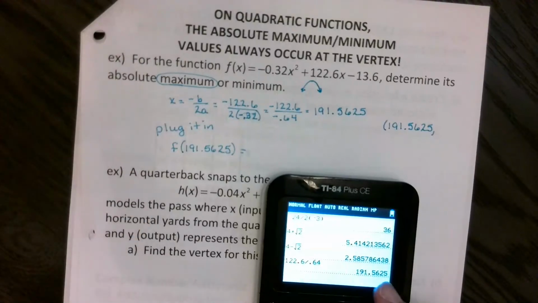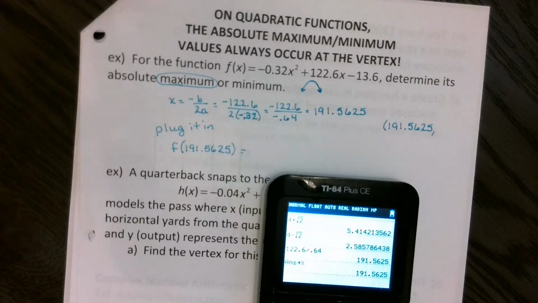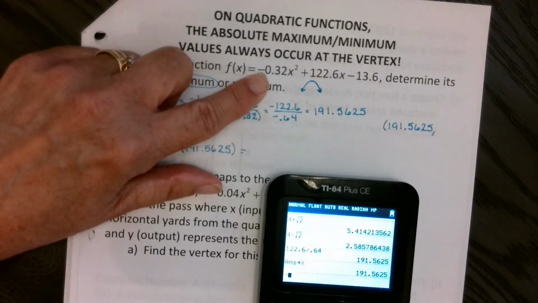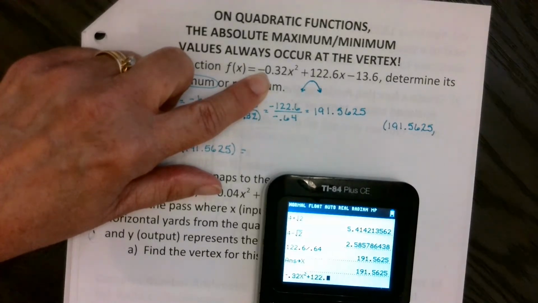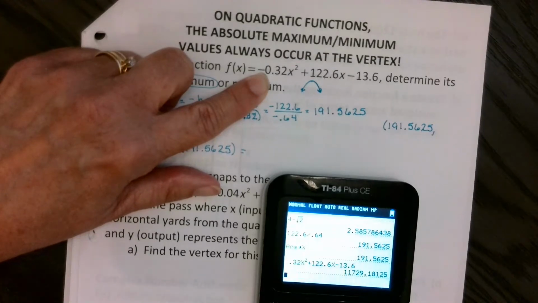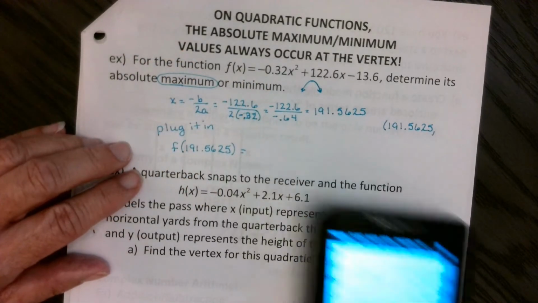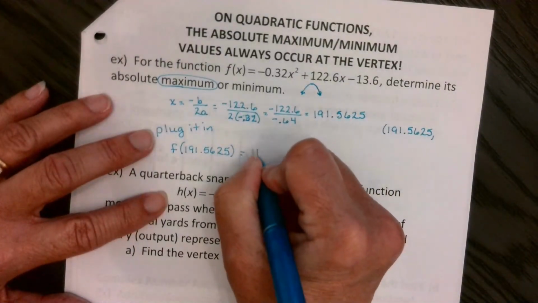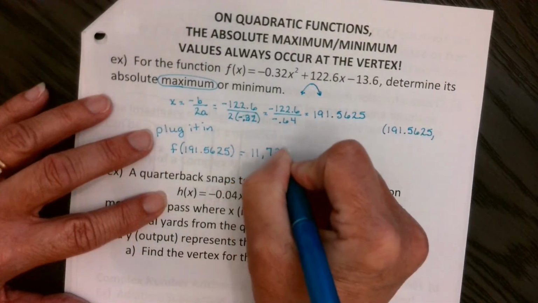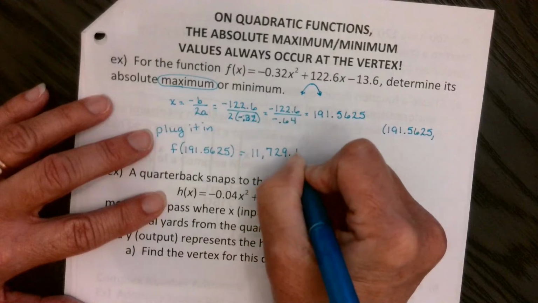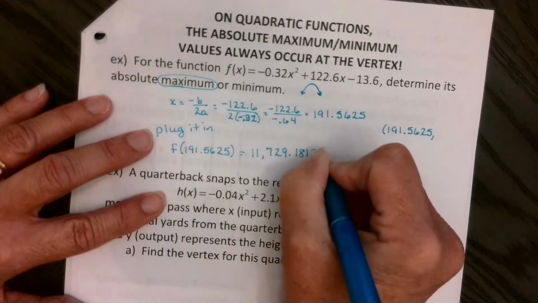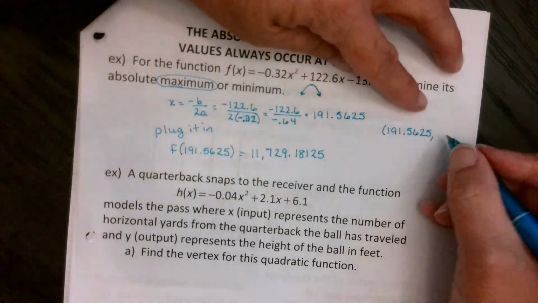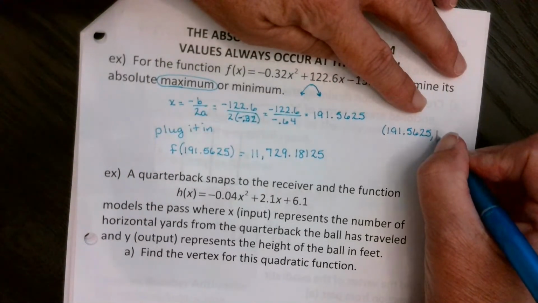So here's what I'm going to do. I already have that in my calculator. I'm going to store it under X, and then I'm going to plug it in. I'm going to say negative 0.32 x squared plus 122.6x minus 13.6. And I get that great big number, 11,729.1825. So that would be my y value.